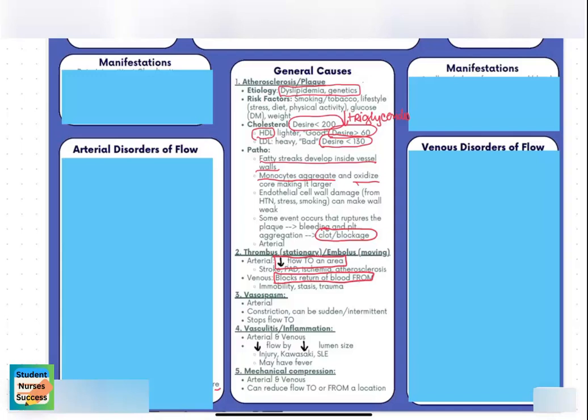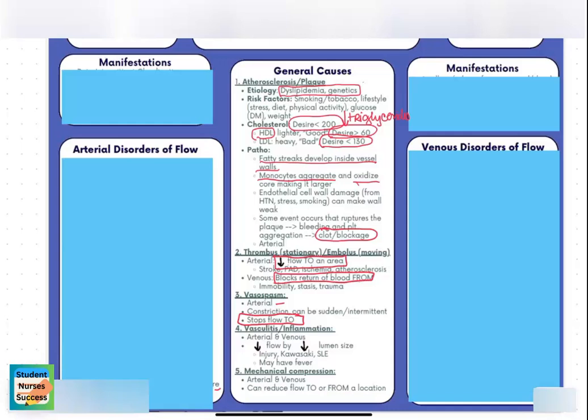Now, a vasospasm is only in the arterial system because an artery is the only one that can spasm. Veins cannot. With a vasospasm, you can have a constriction of the artery or the arteriole. It can be sudden or it can be an intermittent problem. What happens with a vasospasm is you stop blood flow to an area. So we will have symptoms of lack of blood flow to an area.